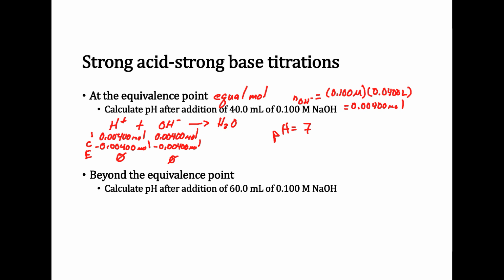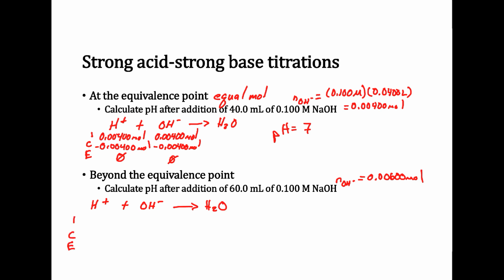Let's go ahead and calculate the pH beyond the equivalence point. So here you go through, you'd want to calculate your moles of OH minus. So plugging in, you should find that you have 0.00600 moles of OH minus. So our net equation is H plus plus OH minus yields H2O.